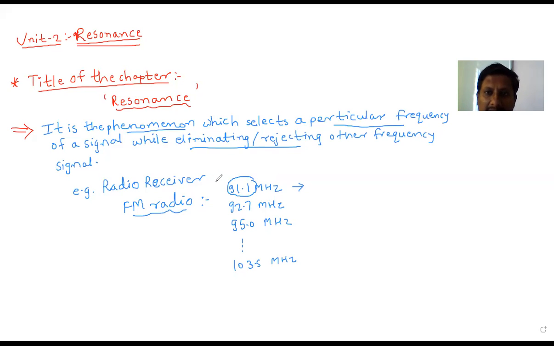Transmitter means the antennas available in different locations. The satellite and the different radio antennas, you cannot see them. Satellite you cannot see, but that is available. So through satellite the communication is going on.